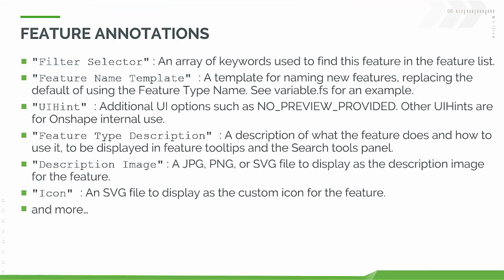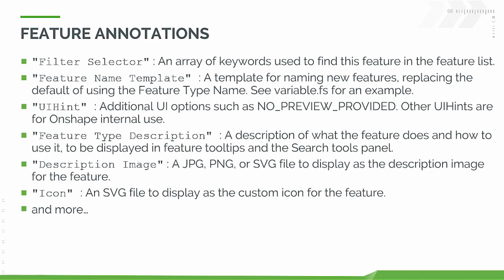There are several other optional annotations you can add. The filter selector declares what keywords would cause your feature to be retained in the feature list filter. The feature name template allows you to change the default naming convention used for new features in the feature list. UI Hint provides additional UI options.